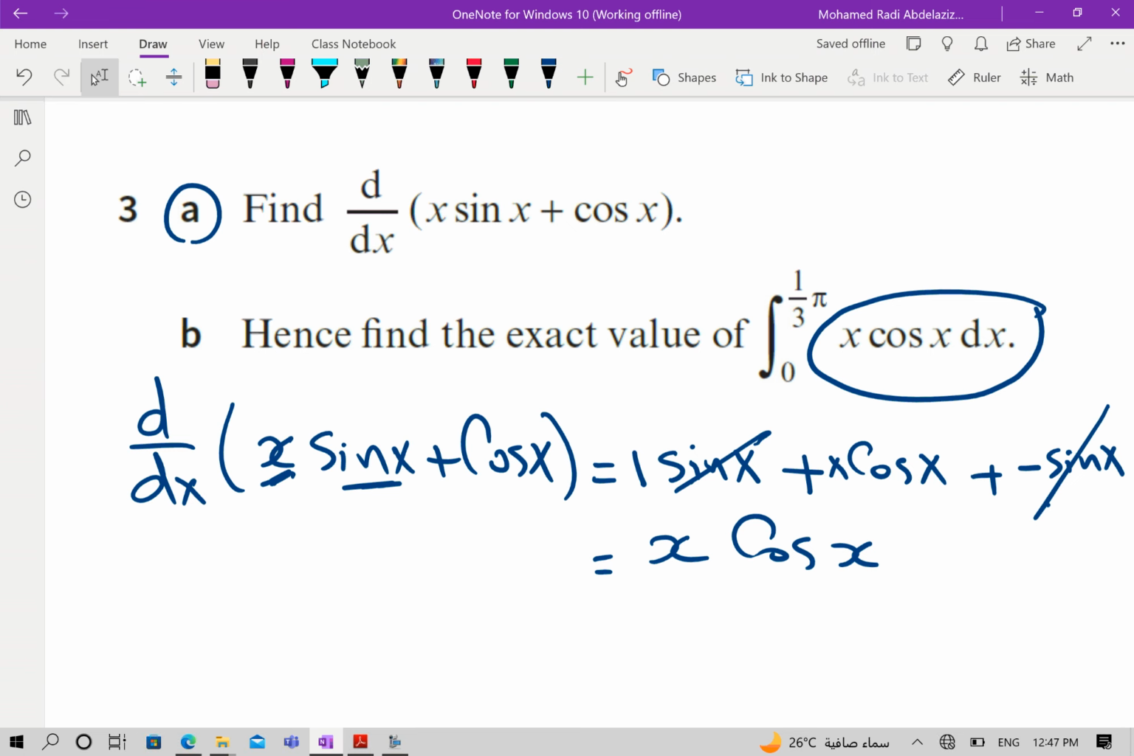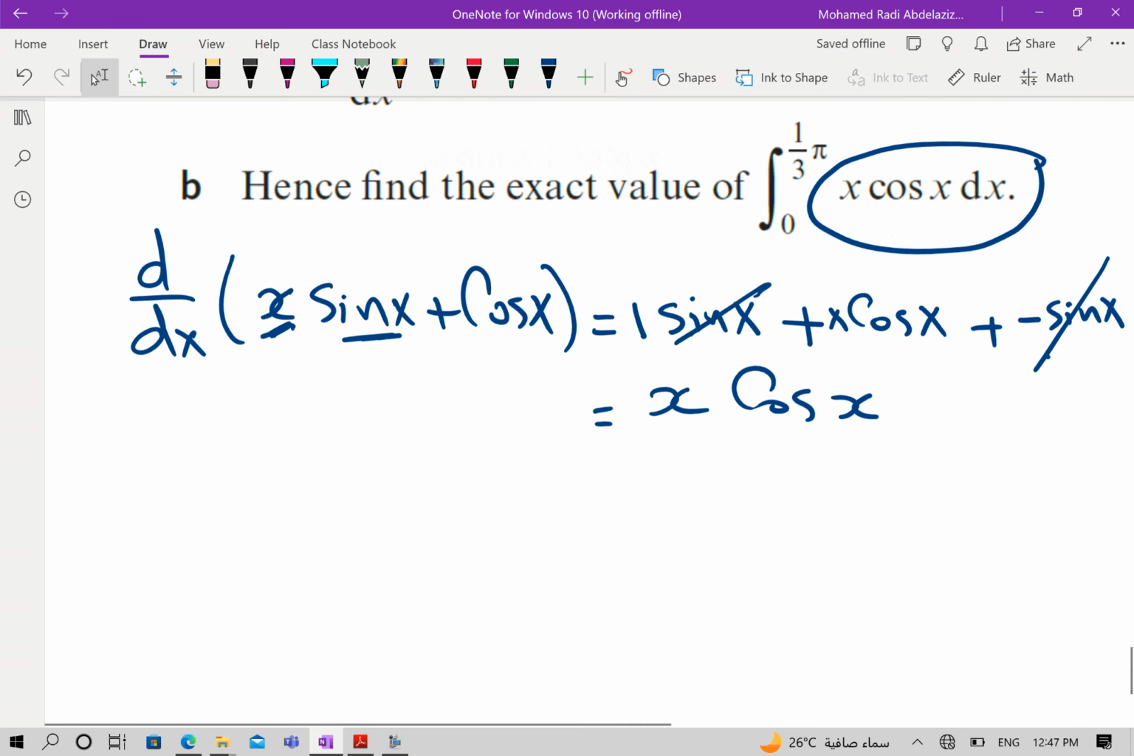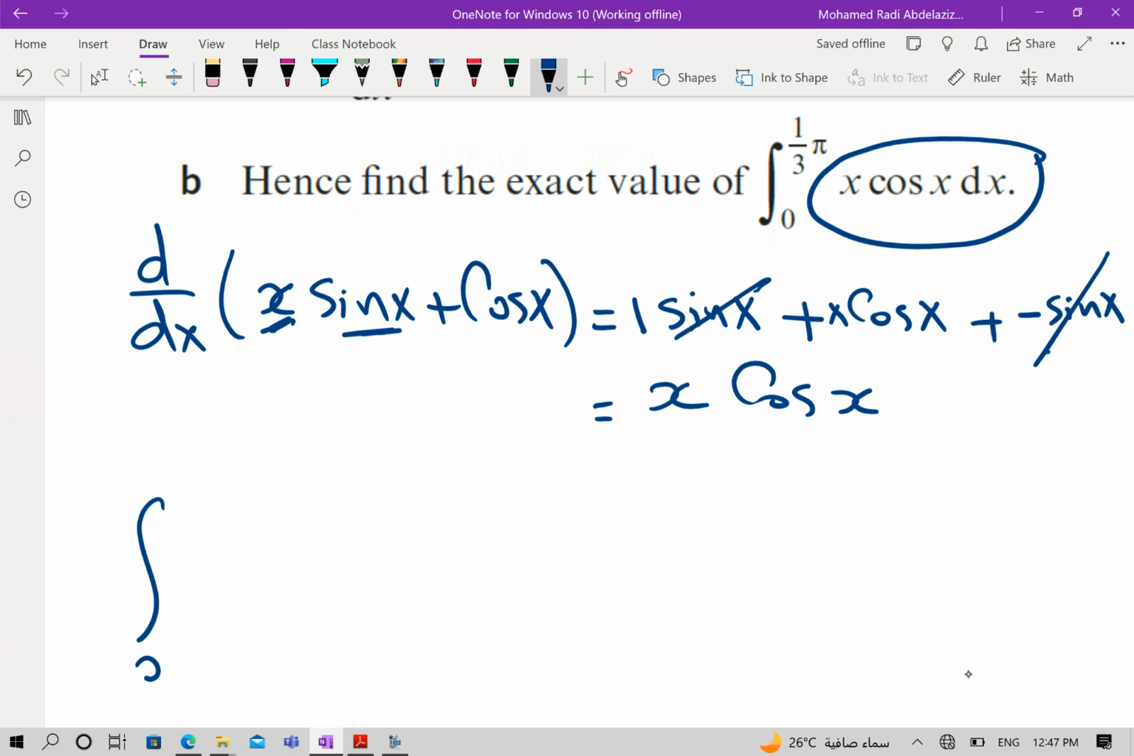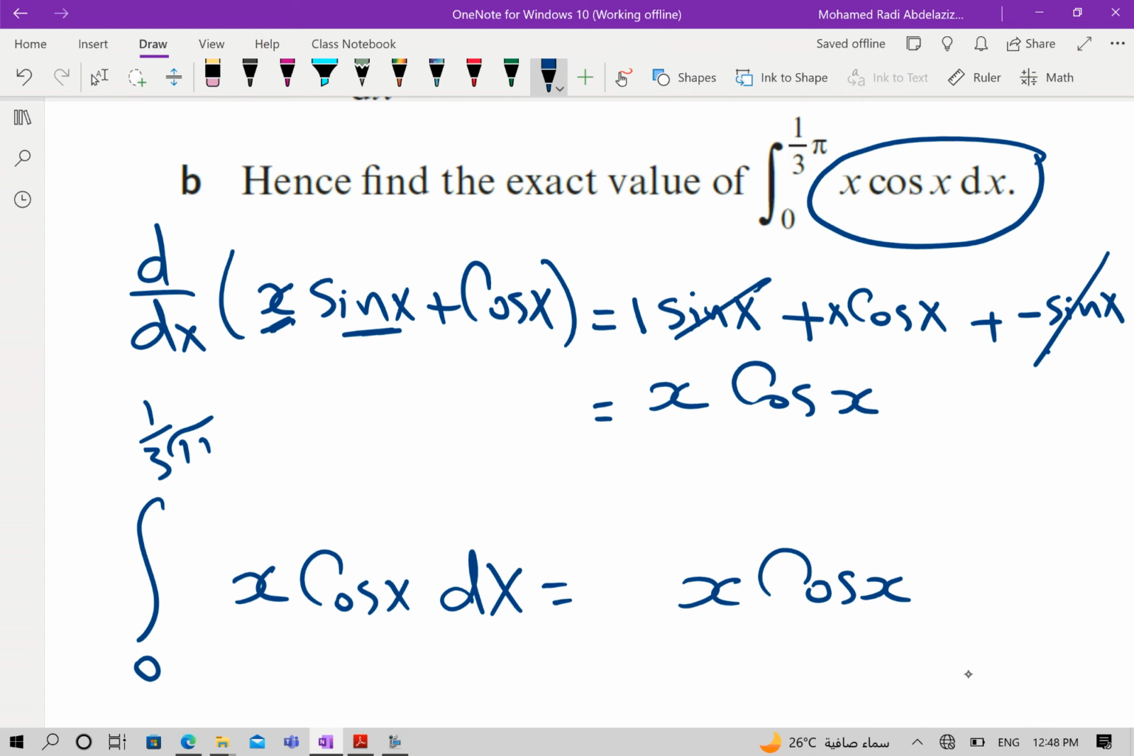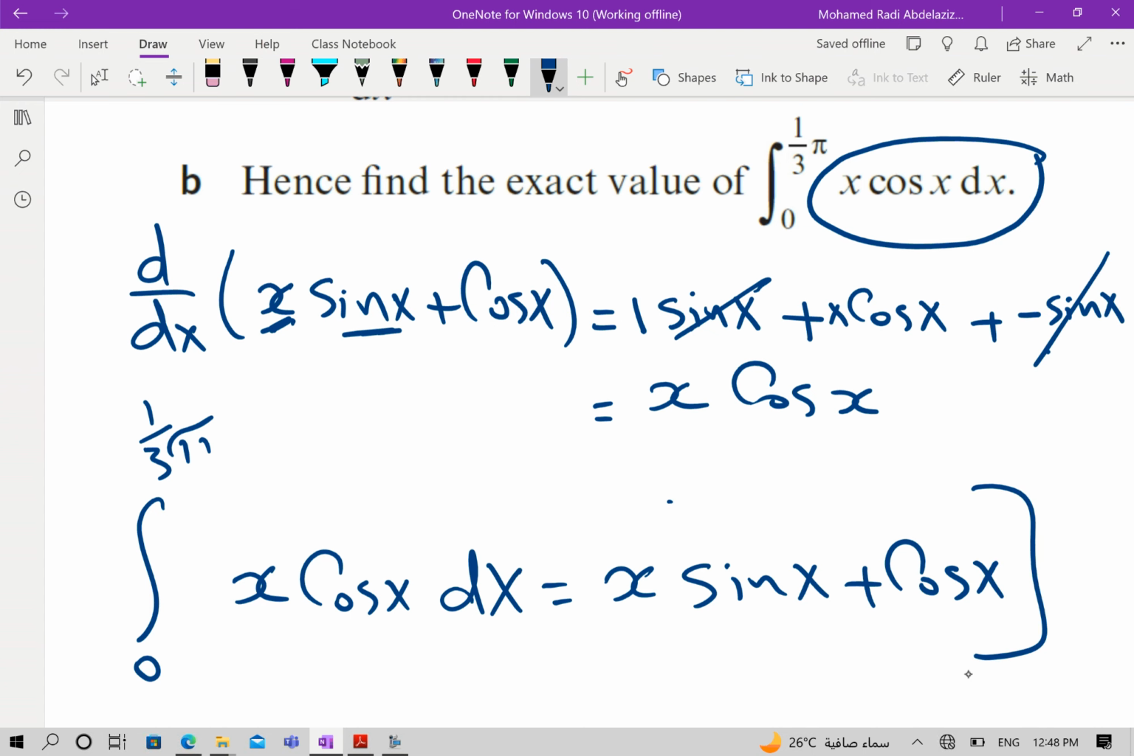Then we'll substitute. So in part B, when asked to integrate x cosine x dx from 0 to third pi, just write x sine x plus cosine x from 0 to third pi and use the substitution method directly.